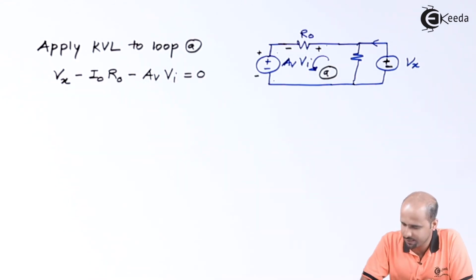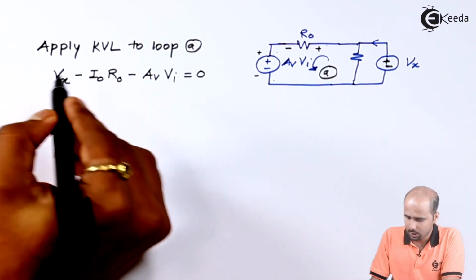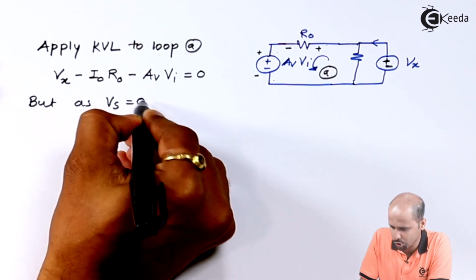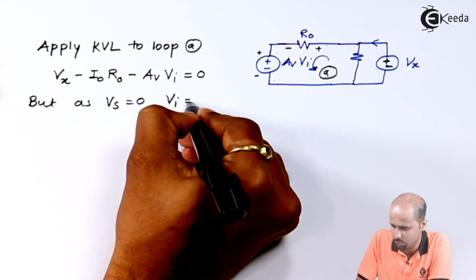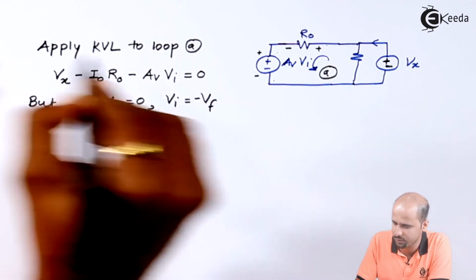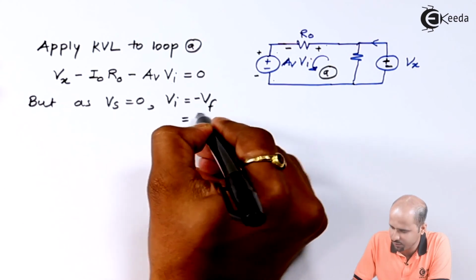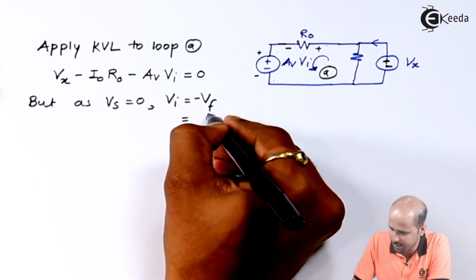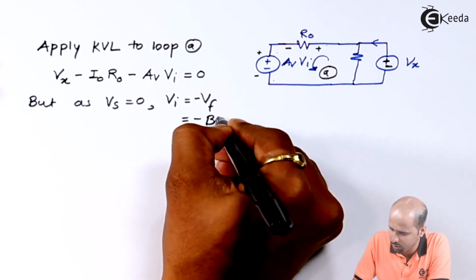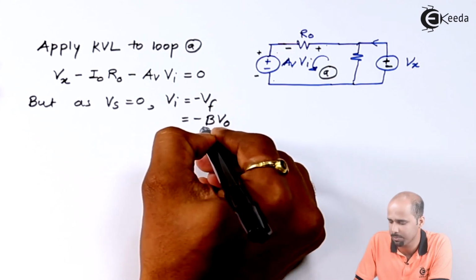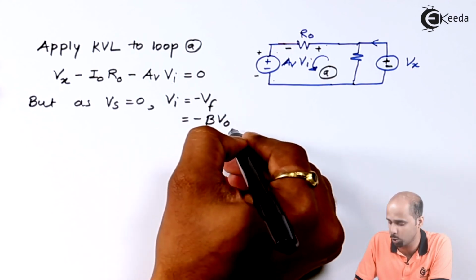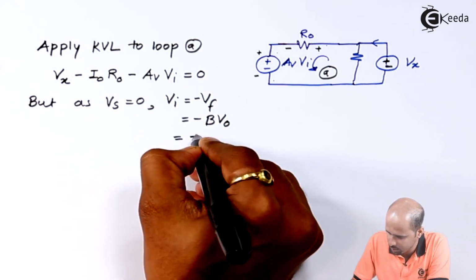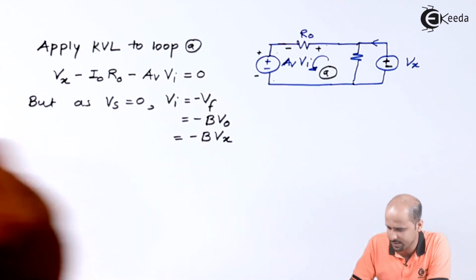I don't want the value of VI. But as Vs is equal to 0, I can say that Vi is equal to minus of Vf. And what is Vf? Vf is nothing but B into Vo. So minus Vf will become minus B into Vo. But what is Vo? Vo is nothing but Vx. So I can say that here it will be minus B into Vx.